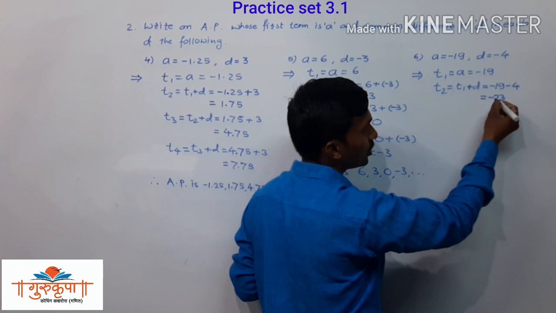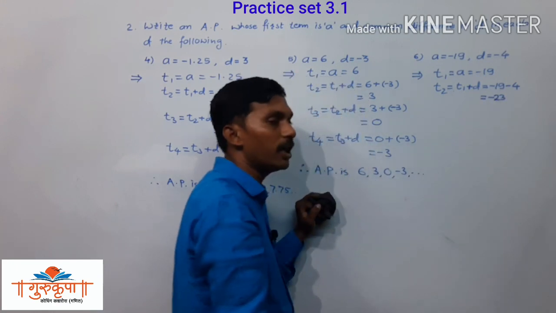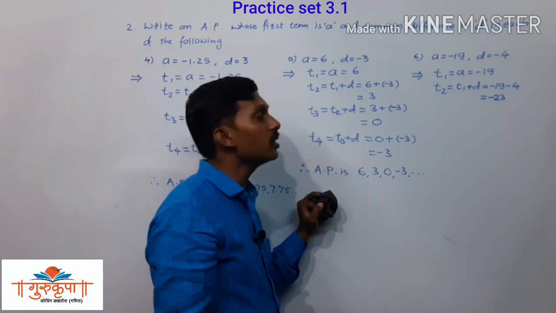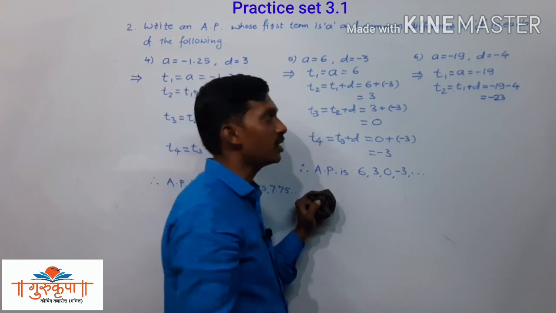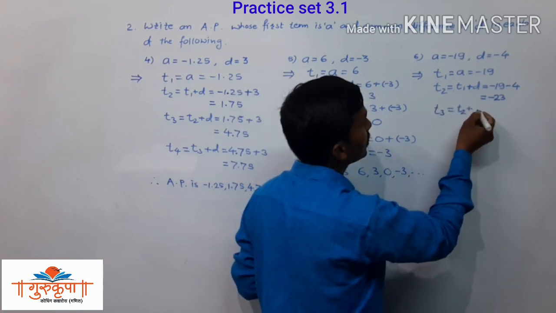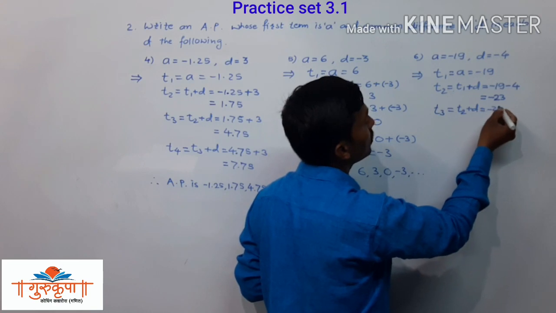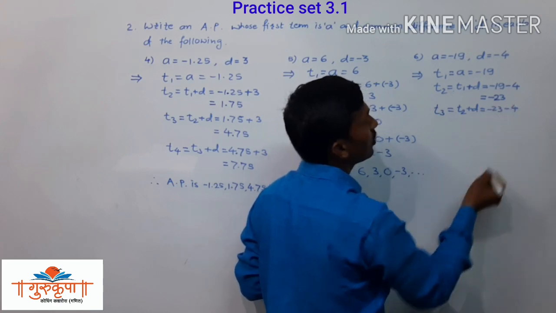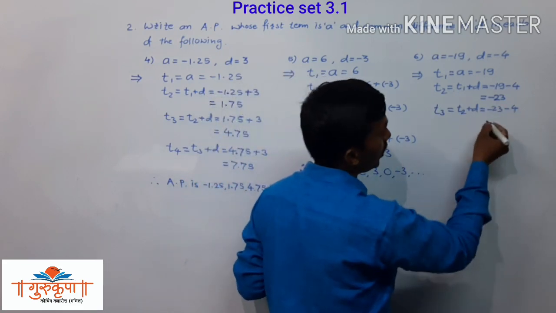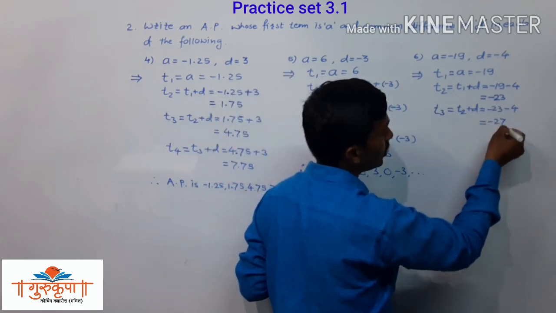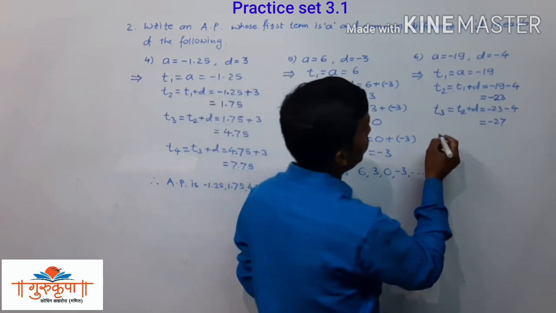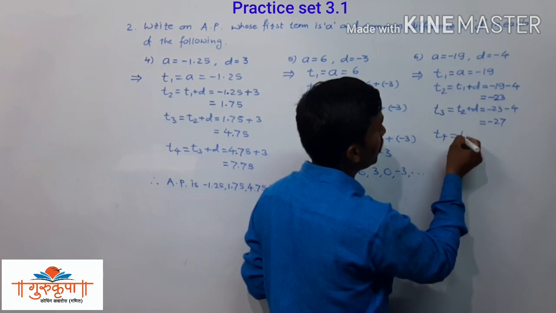Since both the numbers are having same sign, we have to take addition and we have to give the sign of both the numbers to the addition, so we get minus 23 there. Now T3 is equal to T2 plus D. T2 is minus 23 plus D is minus 4, that is plus into minus, minus 4. Now minus 23 minus 4 is minus 27, it is third term. And now we have to get the fourth term, that is T4 is equal to T3 plus D.